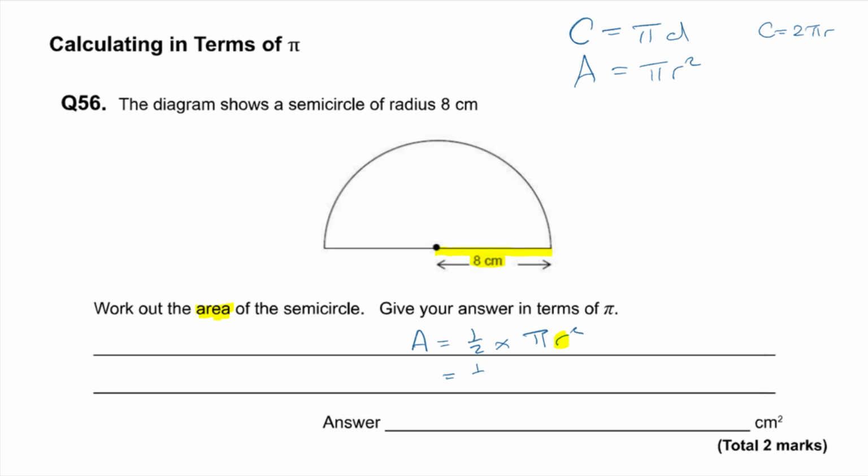So then subbing that in, I'm going to get half times pi times 8 squared. So what's 8 squared? 8 squared is 64, and then halving it, I'm going to get 32, aren't I? So that is equal to 32 lots of pi.